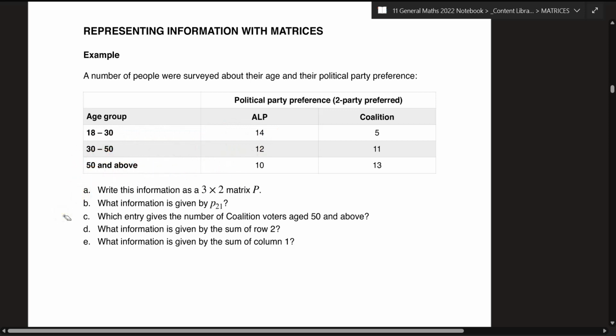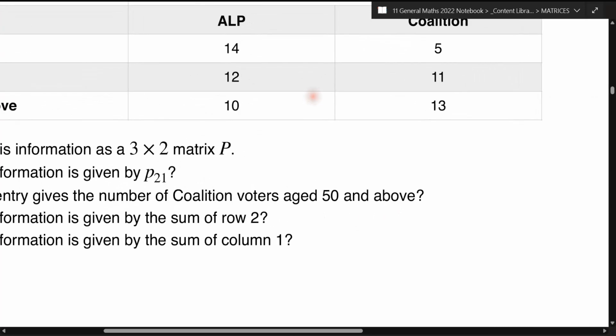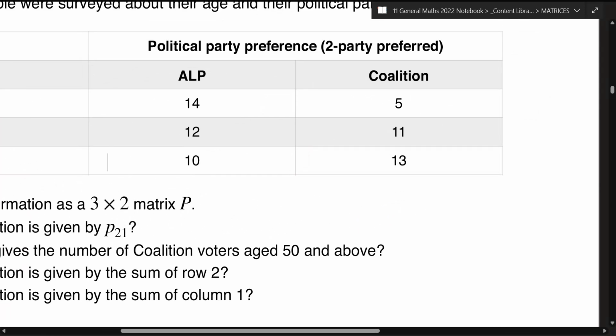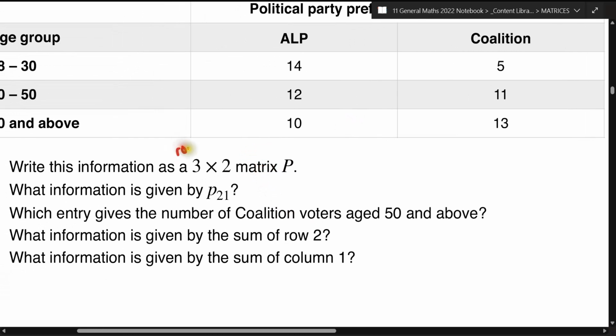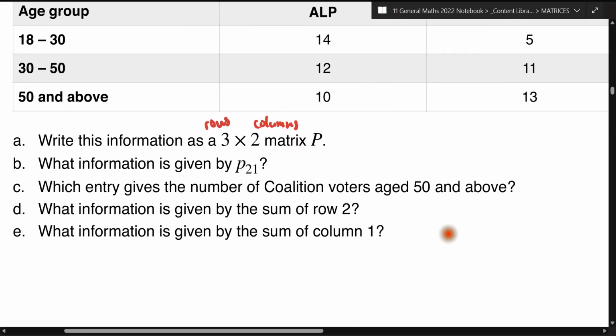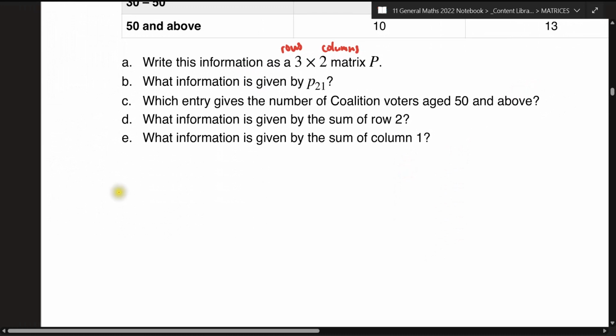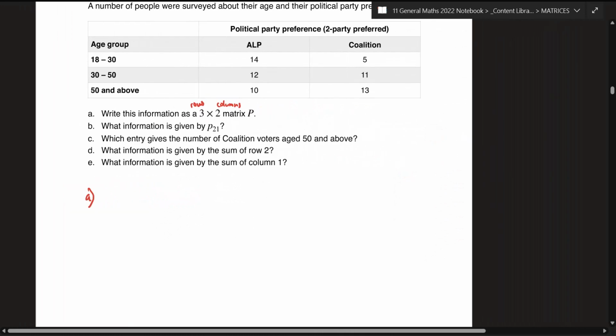Question A is write this info down as a 3x2 matrix P. So what this is saying is you have to write all this information down in a 3x2 matrix and call it matrix P. So 3 is referring to the number of rows, 2 is the number of columns. So it's 3 rows, 2 columns, and we're going to call it matrix P. So firstly, let's start off by labeling this matrix P equals, and then it's going to have 3 rows and 2 columns.